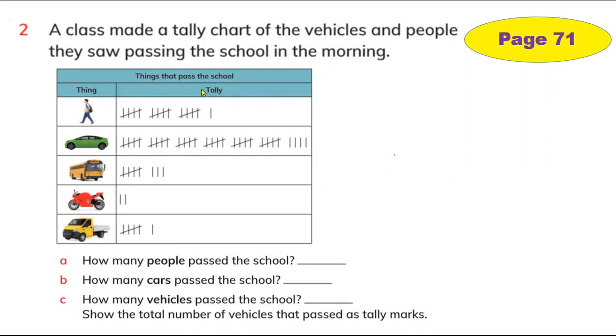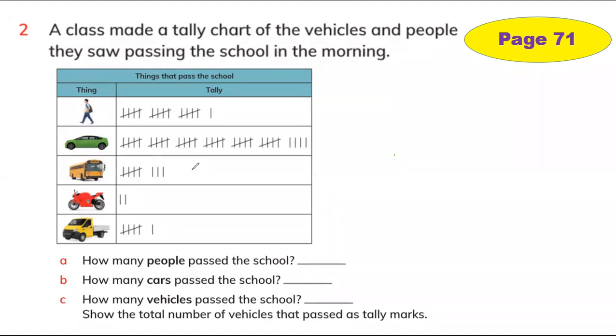Here are the tally marks of the vehicles and people. The vehicles are car, bus, bike, and lorry. And the people, so they saw passing the school in the morning, right? So you have to write the numbers, because the tally marks are given.